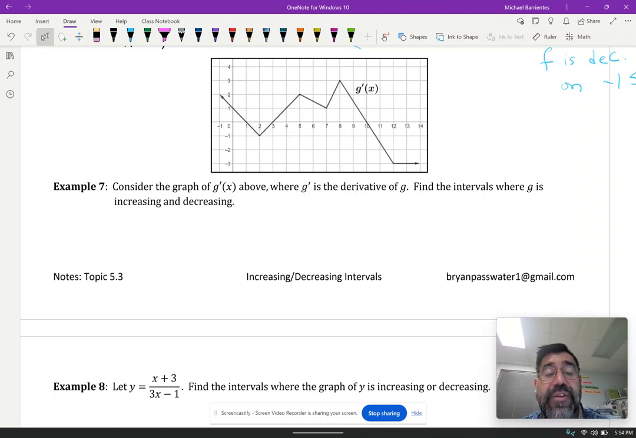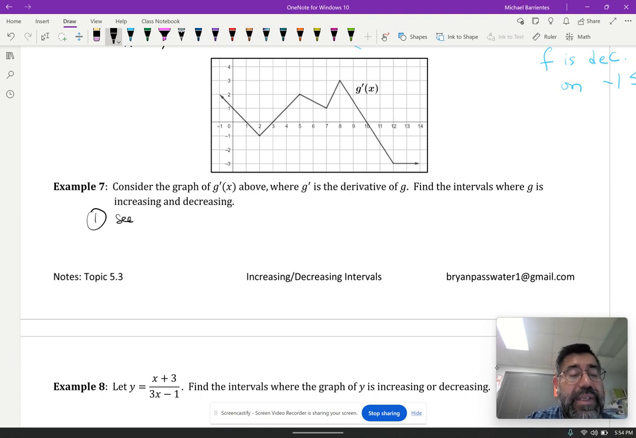So let's consider the graph of g prime. So they give me the graph of the derivative, where g prime is the derivative of g. Find the intervals where g is increasing or decreasing. Awesome. Okay, so let's see. Can you find the derivative? Well, see the graph. You don't have to write that, by the way. I'm just telling you, if you're going to do the first step to find the derivative, you don't have to find it. Just look at the graph.